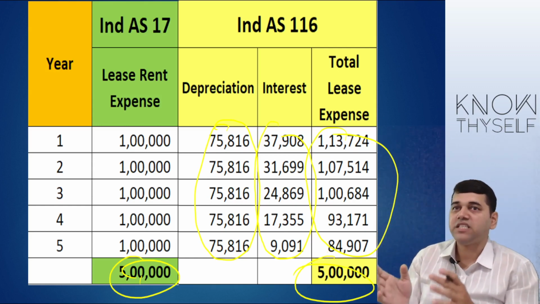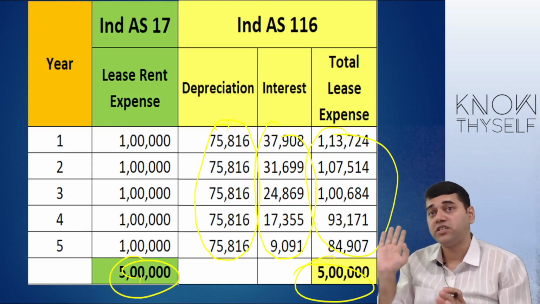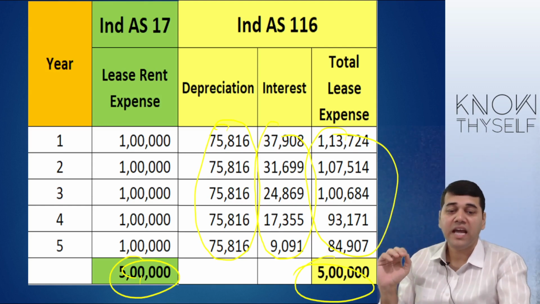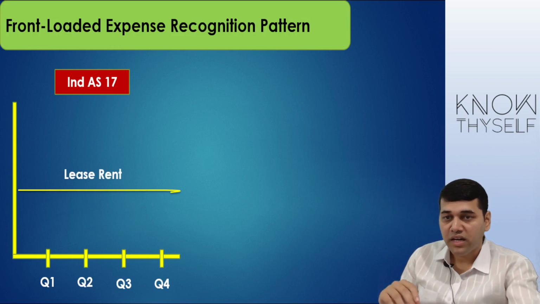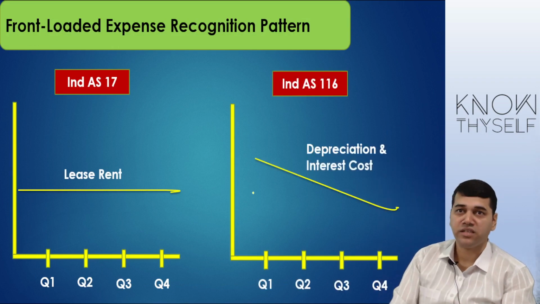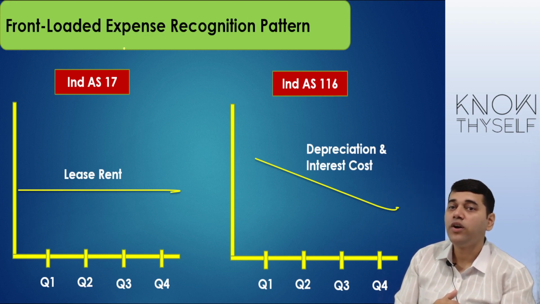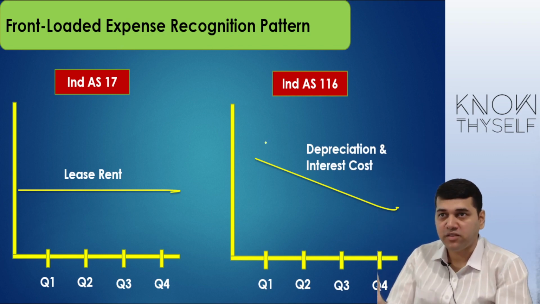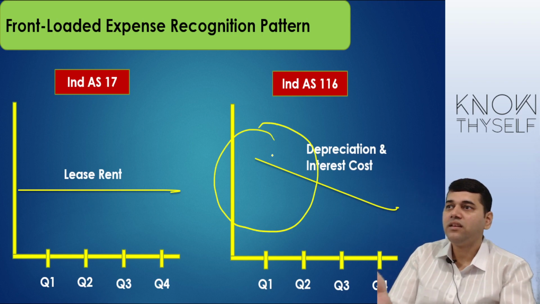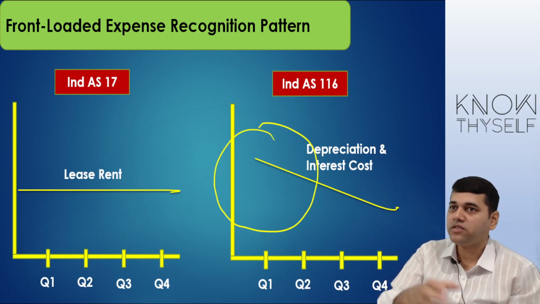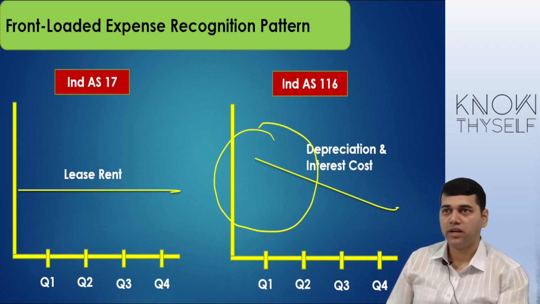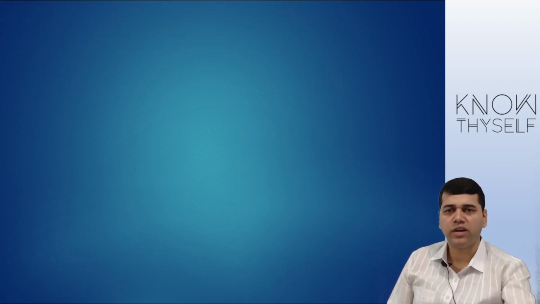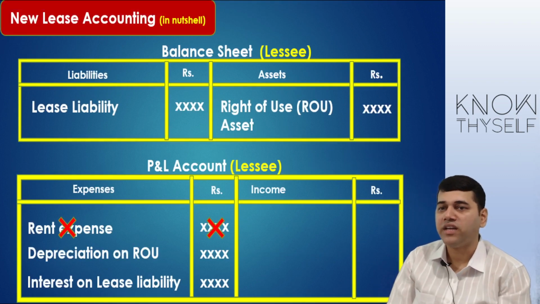But the pattern in which I am going to recognize the expense is totally different from the traditional accounting. Traditionally, I would have recognized it on a straight line basis. Now, under Ind AS, it will be diminishing. So this is called a front-loaded expense recognition pattern, just for your understanding. What is front-loaded? That means big expenses you recognize initially, then it goes on like this, which was not done under your previous standard. Clear about the concept?